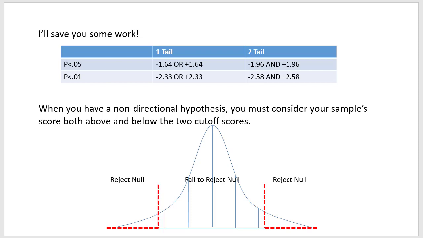If you thought the sample score was going to be less than the population, then you would use a cutoff z-score of negative 1.64. If you hypothesized that your sample score would be greater than the population, the comparison distribution, you would use a cutoff z-score of positive 1.64.